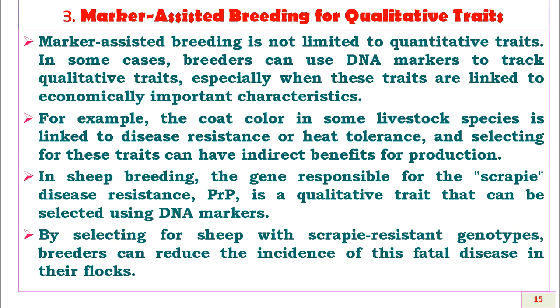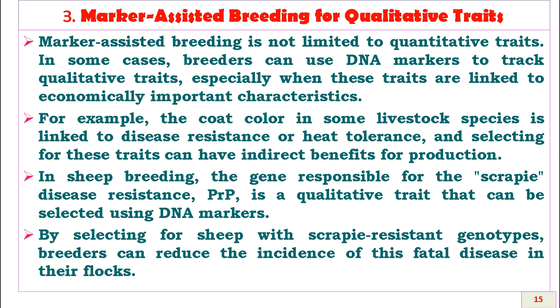So the third thing which makes the qualitative traits important is marker assisted breeding of the qualitative traits. Here marker assisted breeding is not limited to the quantitative traits only, whereas it also depends upon the qualitative traits, and we can use the DNA markers to track qualitative traits. Nowadays, we can also do DNA fingerprinting and examine the similarity between the genes of different breeds. So, economically also, it is very important.